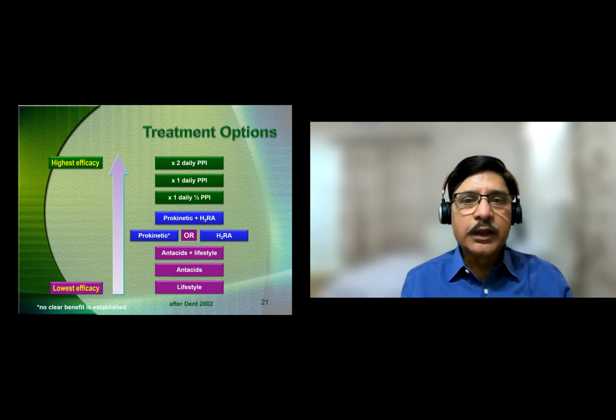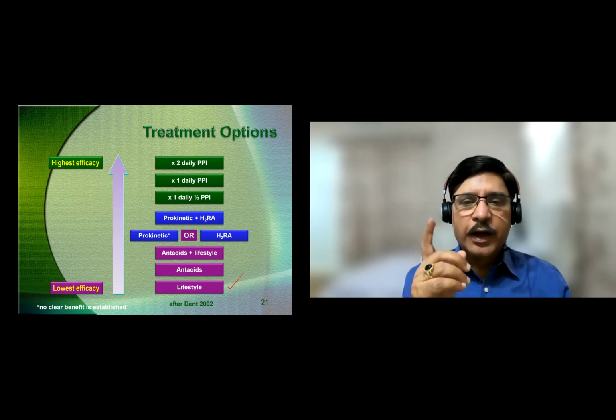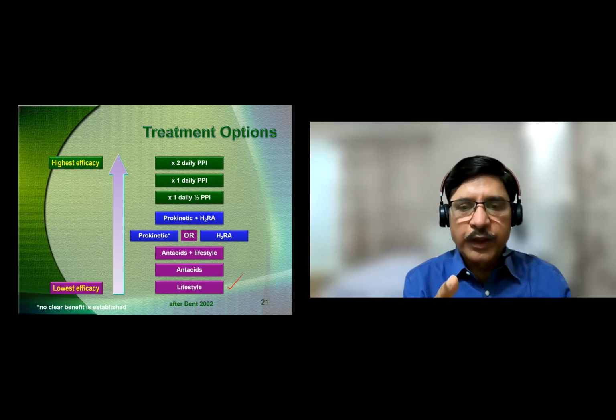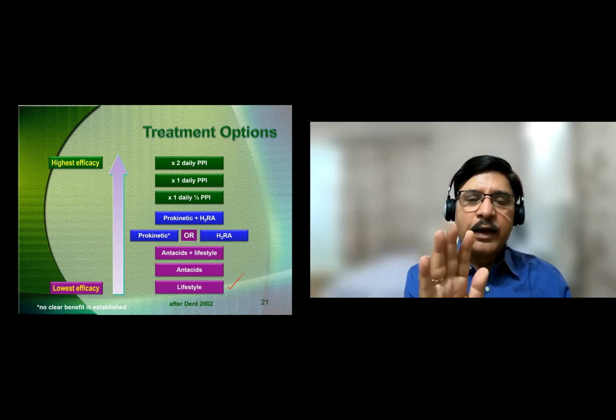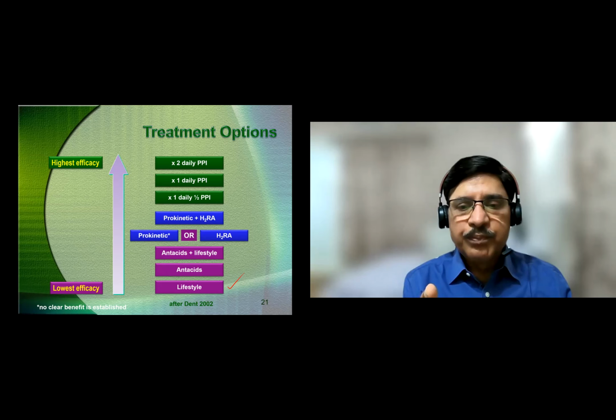Then what are the treatment options I have? What is the armamentarium I have? I have lifestyle changes. What are lifestyle changes? Reduce weight, stop smoking, stop the offending drugs, stop the offending foods, left side, and then raise the foot end. Minimum 2 hours after the food. These are the important lifestyle measures.